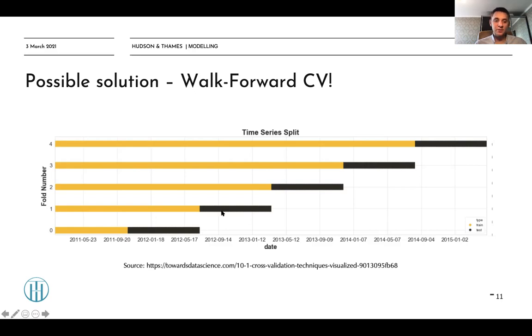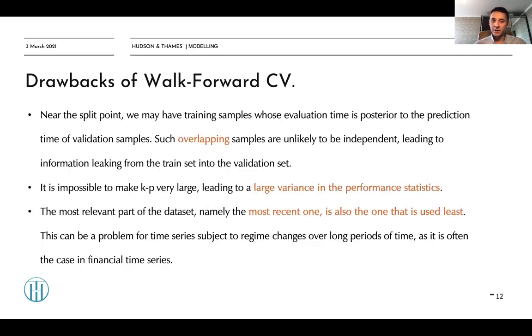So as you can see, if you sum up all these black bars, you actually cover almost all timestamps in your data set. What are the pitfalls of walk forward cross validation?